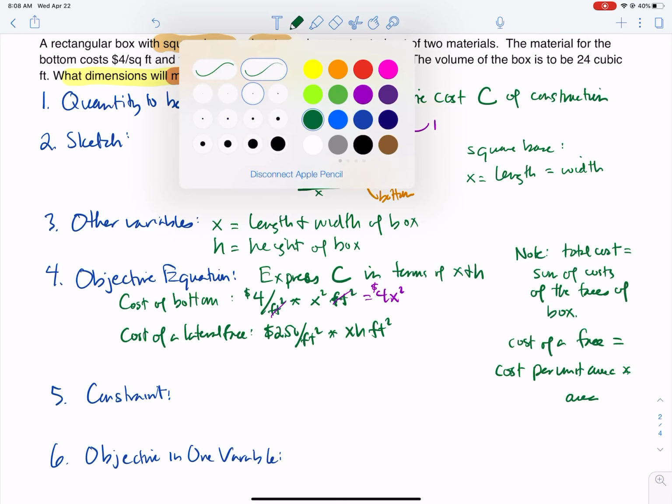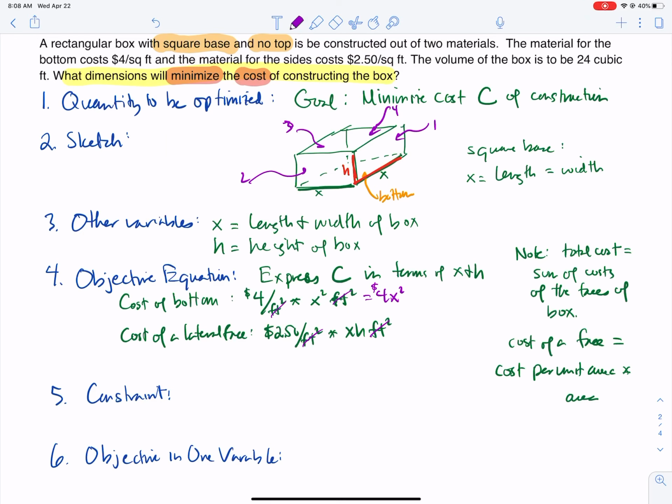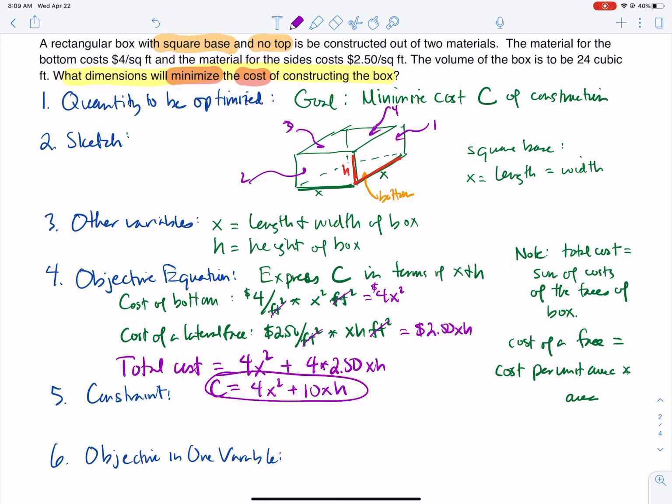So again, square feet are going to cancel, and I get 2.5xh dollars. But there are 4 of those, and so I'm going to multiply this figure by 4. So the total cost is going to be the cost of the bottom, I'm going to leave off the dollar signs for right now, plus 4 times 2.50xh, or C equals 4x squared plus 10xh. And this is my objective equation. I'm expressing the cost in terms of my other variables.